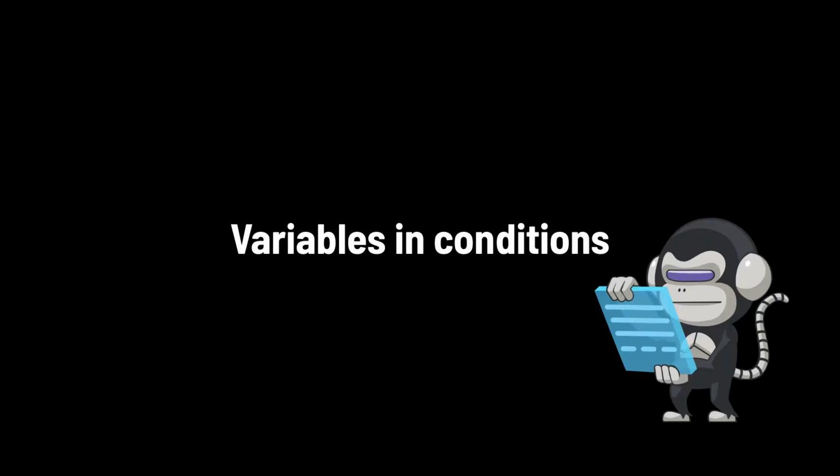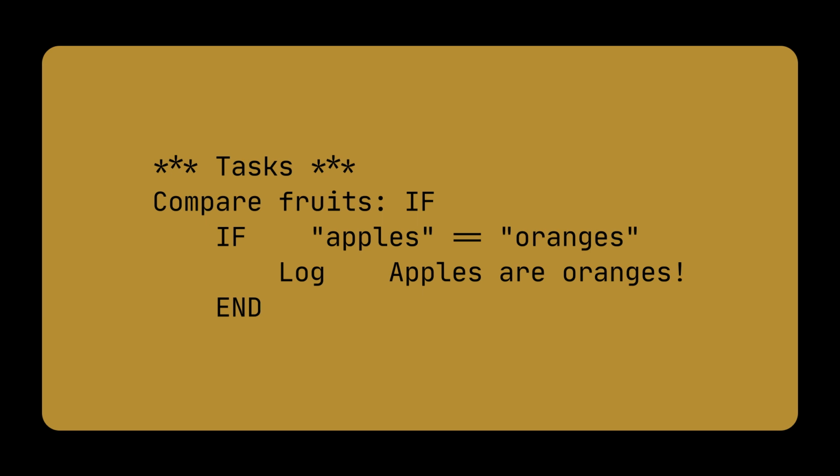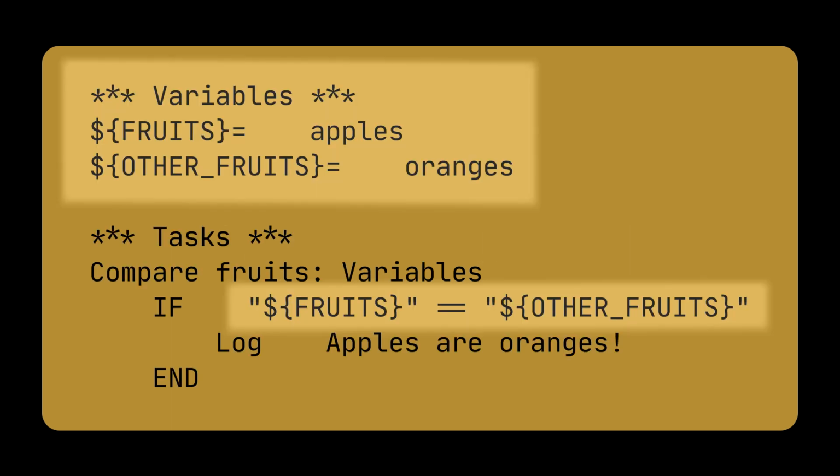Variables in conditions. We learned how to use literal strings such as apples and oranges in the if condition. Let's see how to use variables in the condition. Here we use variables in the if condition. Before the condition is evaluated, Robot Framework will replace the variables with their values. In this case, the fruits variable is replaced with apples and other fruits with oranges.